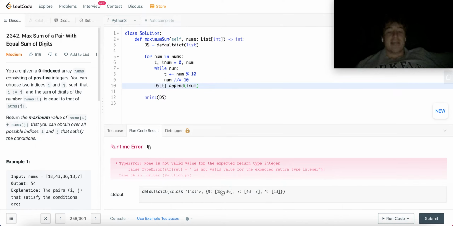So 9 has 18 and 36, right? Like we said, because 18 and 36 both have the digit sum 9. 7 has 43 and 7 because they both have the digit sum 7, and 4 just has 13. So we're trying to find the 2 max, right?